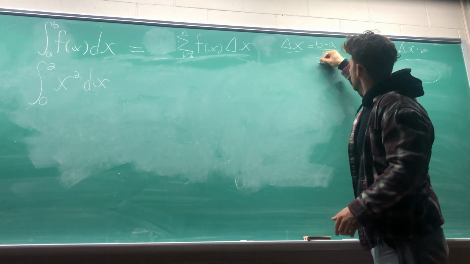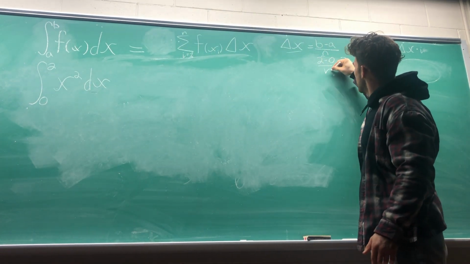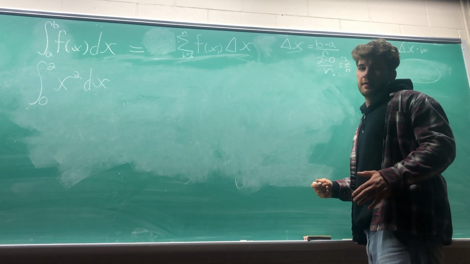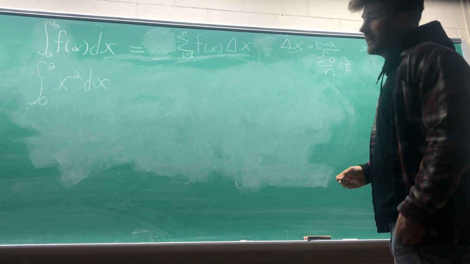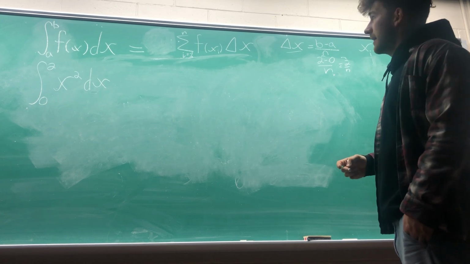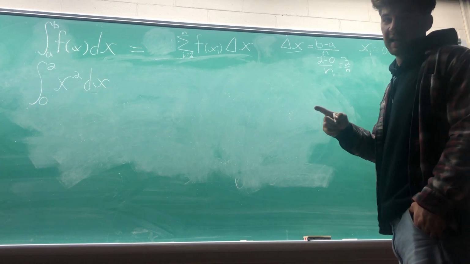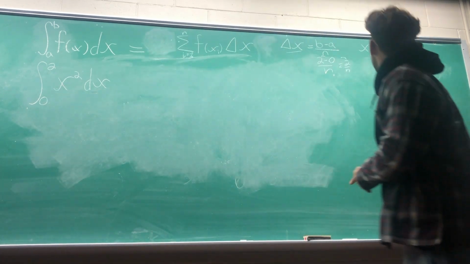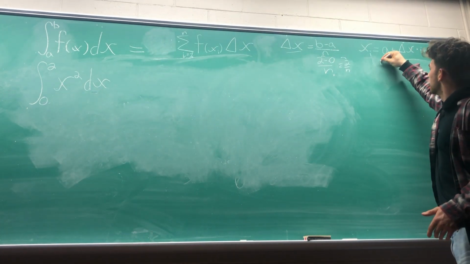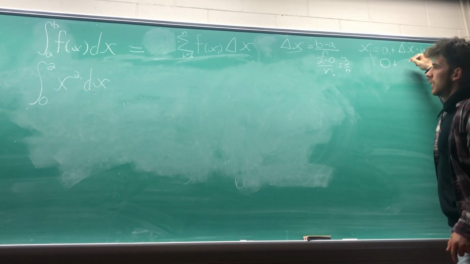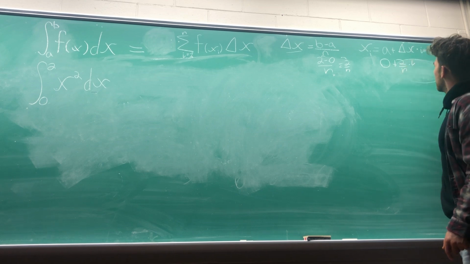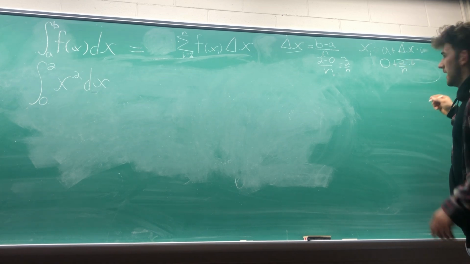So 2 subtract 0 over n, pretty simple, just 2 over n. Now you need to figure out what your xi is, and that's going to be a plus delta x times i. Luckily for us, a happens to be 0. So we have 0 plus 2 over n times i, which just equals 2i over n.